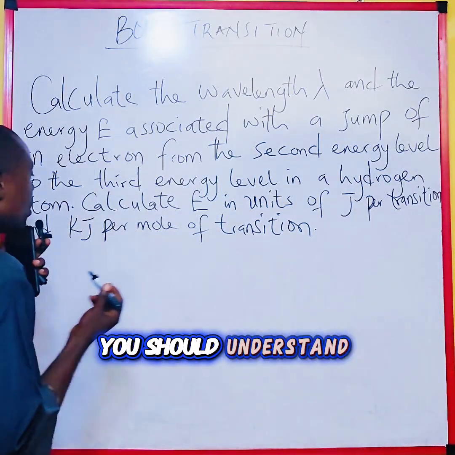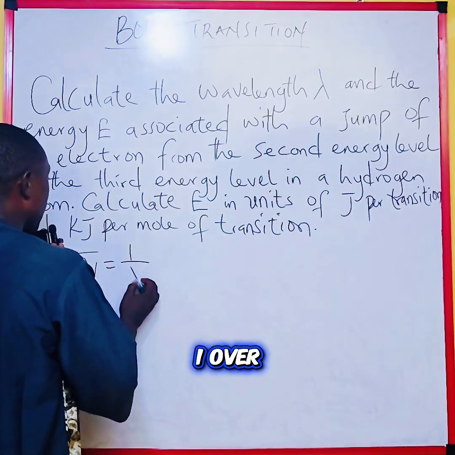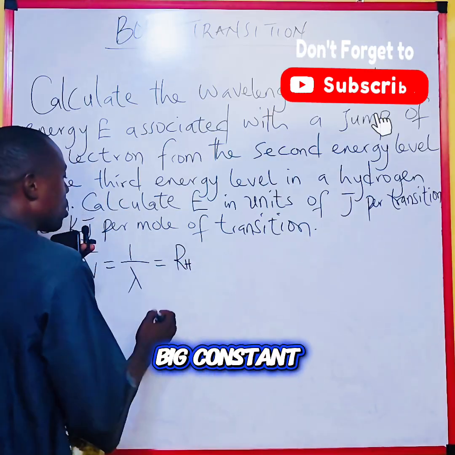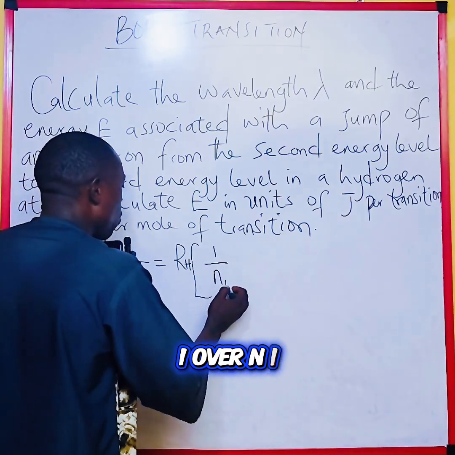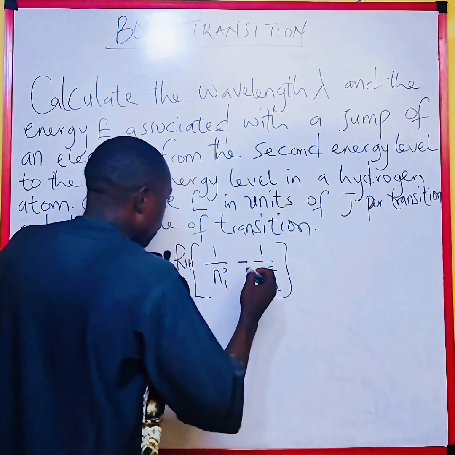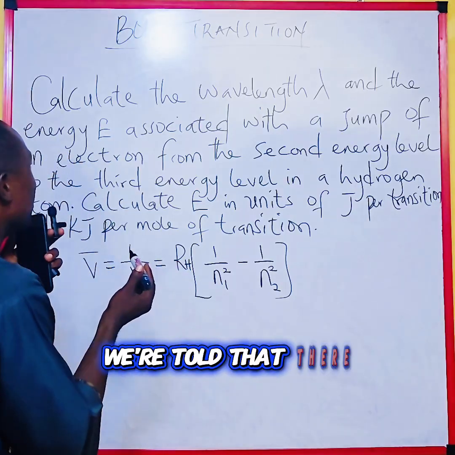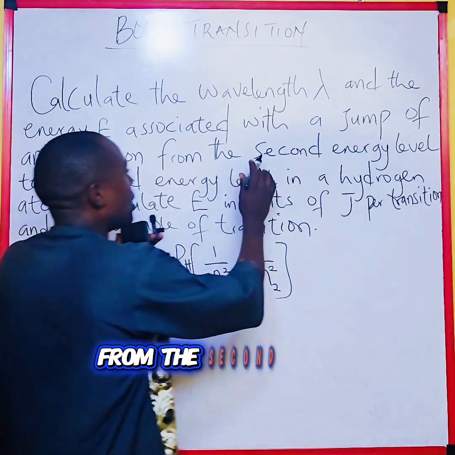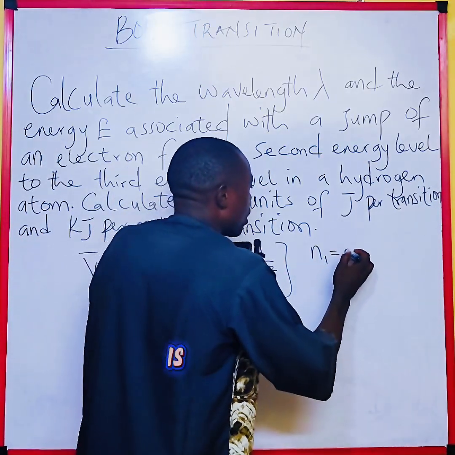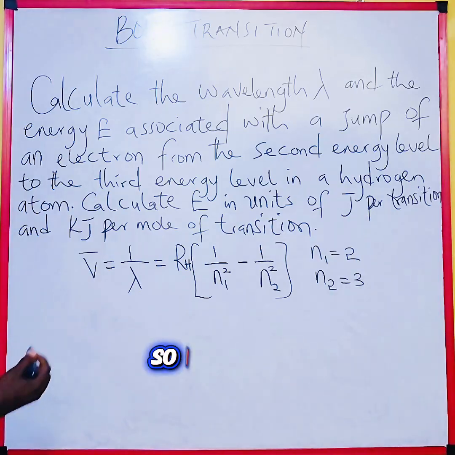First of all, you should understand that the wave number is simply equal to 1 over the wavelength, which is equal to the Rydberg constant times (1 over n1 squared minus 1 over n2 squared). From this question, we're told that there was a jump of the electron from the second energy level to the third energy level, meaning my n1 is 2 and my n2 is 3. It's actually very simple.